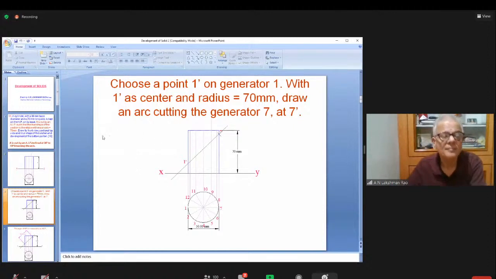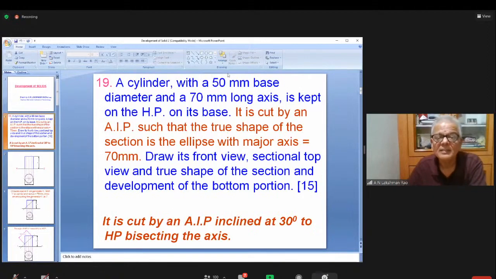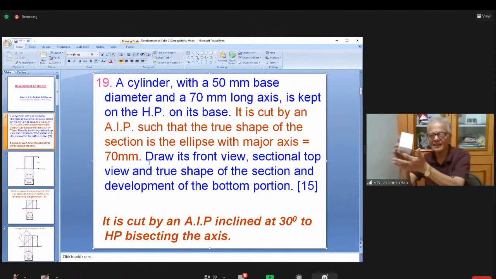Right, thank you. See, again I come back here. There is a cylinder, 50 mm base, height is 70. He has given me this. It is cut by an auxiliary plane such that the true shape of the section is 70 mm. Now, its base is here. I'm putting the base on HP.